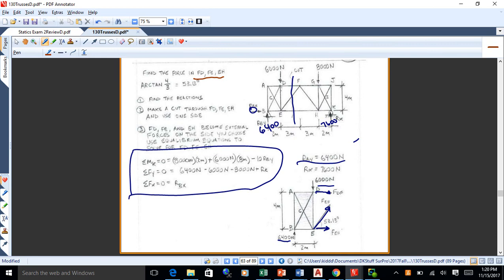Now, the theory on this is that if the whole truss is in equilibrium, any part of the truss is in equilibrium. So this part of the truss right here, this rectangle, is being held in equilibrium by the reaction and the applied force, but also by the forces in DF, EF, and EH. Okay? All 5 of those things work together to hold that thing in equilibrium, just like any sort of equilibrium problem we've done.